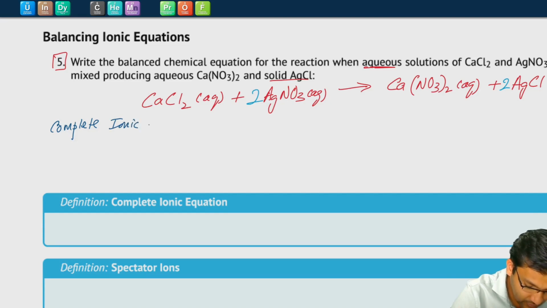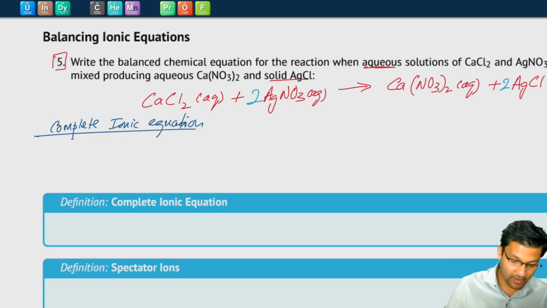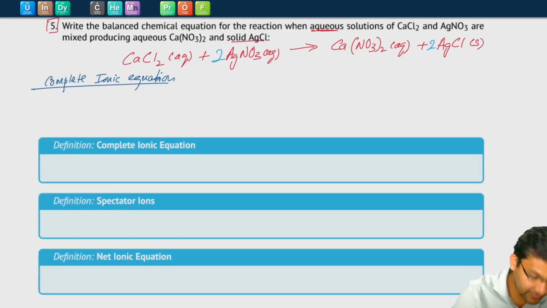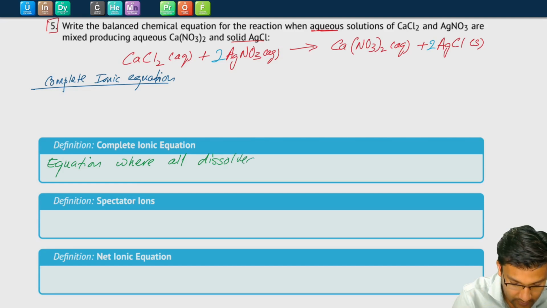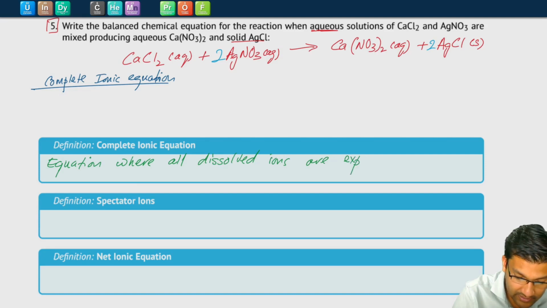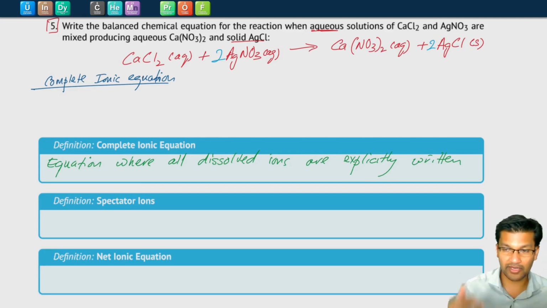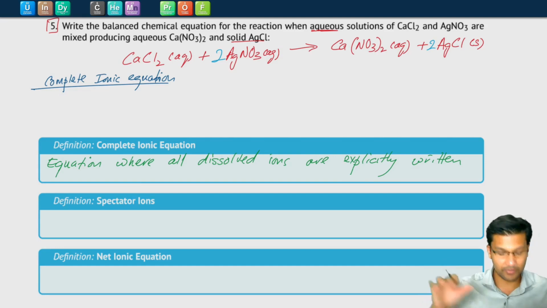So in order to represent what's actually happening, we will write what we call a complete ionic equation, where we separate all of our ions out. So let's just write the definition for that first. It's an equation where all dissolved ions are explicitly written. All that is to say is whenever you see an AQ symbol, you break it apart because in solution they exist as separate ions.